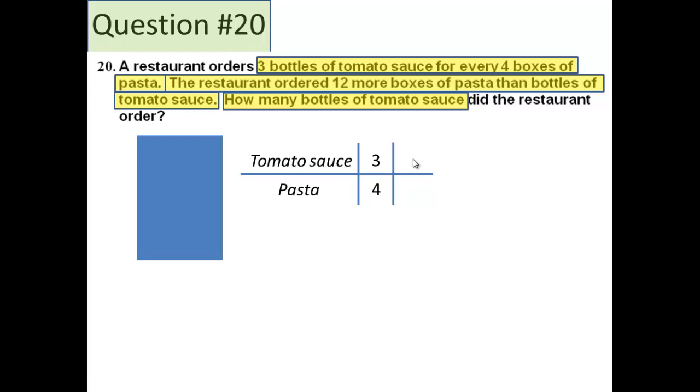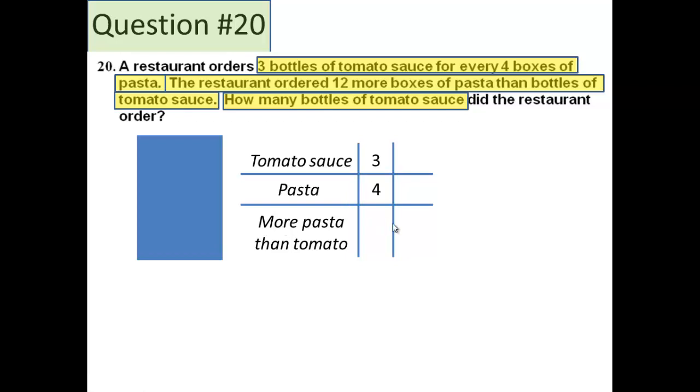Did it say that? No, it didn't. Did it tell you 12 boxes of pasta? No, it didn't. It said 12 more boxes of pasta. So you can't put 12 here and you can't put 12 there. What it did tell you was the difference between the number of boxes of pasta and the bottles of tomato sauce. So you actually have to make a 3rd row to your ratio table because that's the information that it told you. It told you how much more pasta than tomato sauce.